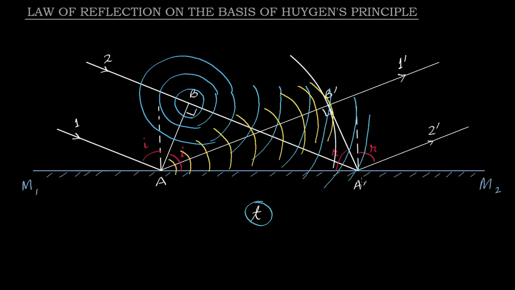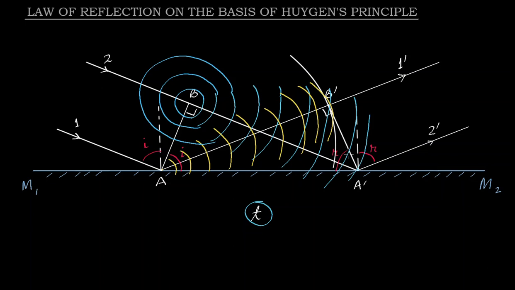Now what we are going to do is draw a tangent plane from A to these secondary wavelets from here. What does the second principle of Huygens say? The second principle says that if you draw a tangent plane, a plane which is tangential to these secondary wavelets at that instant of time, that means at the same time, that tangent plane will give the secondary wavefront. So this tangent plane A dash B dash will give the secondary wavefront. Is this clear here?